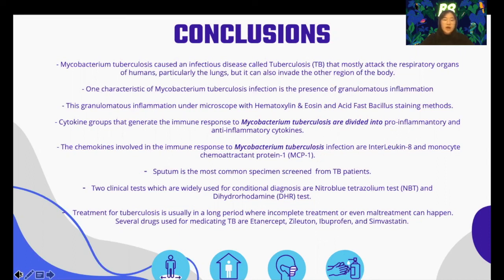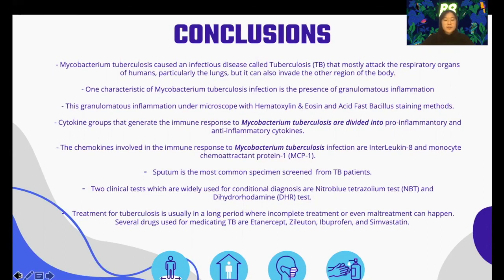One characteristic of Mycobacterium tuberculosis infection is the presence of granulomatous inflammation. This granulomatous inflammation can be seen under the microscope with hematoxylin and eosin stain or acid-fast bacillus stain methods. The immune response to Mycobacterium tuberculosis is divided into cytokines and chemokines. For cytokines, there are pro-inflammatory and anti-inflammatory cytokines. For chemokines, there are interleukin 8 and monocyte chemoattractant protein 1 or MCP1.